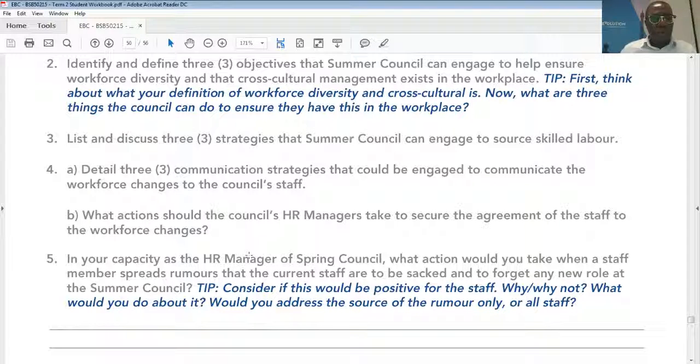Now, the next one will be number 5. In your capacity as the HR manager of the council, what action would you take when a staff member spreads rumors that the current staff are to be sacked and replaced by new roles? Because this is a really common thing that takes place. It doesn't matter where you work and what you do. Whenever there's going to be an amalgamation, some people are going to be redundant, or if a company has been sold and the new management is coming in, there's going to be rumors flying all over the place.